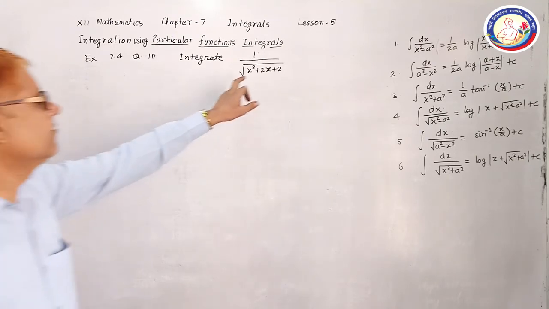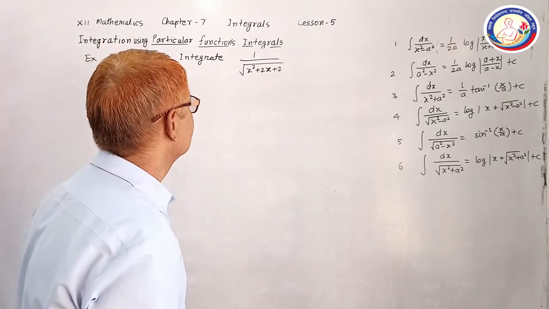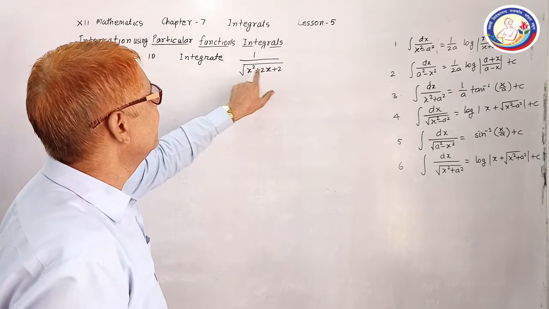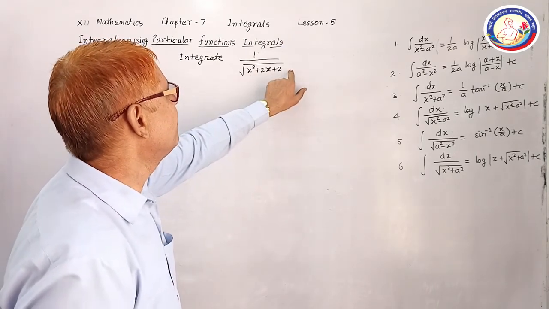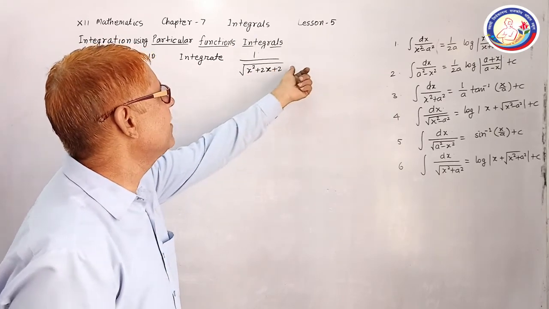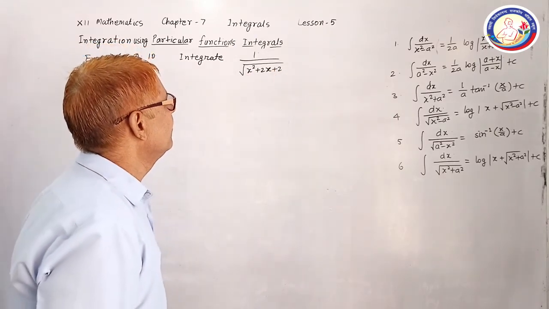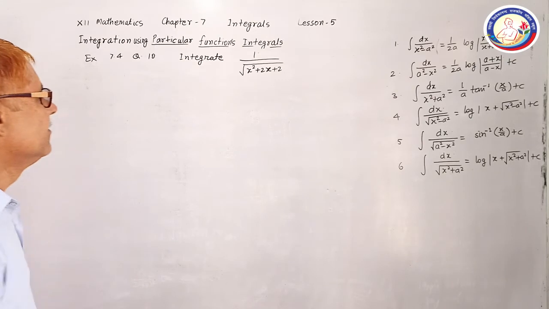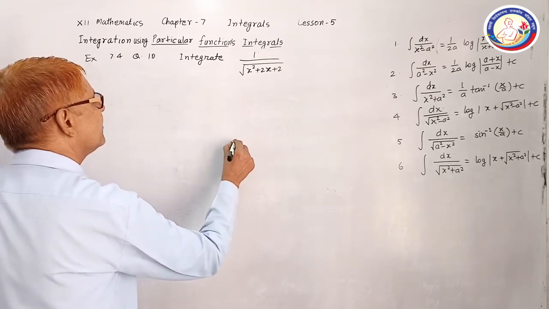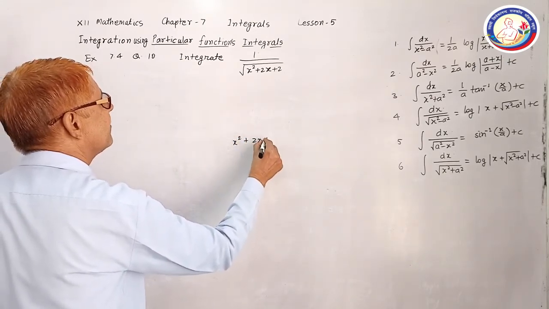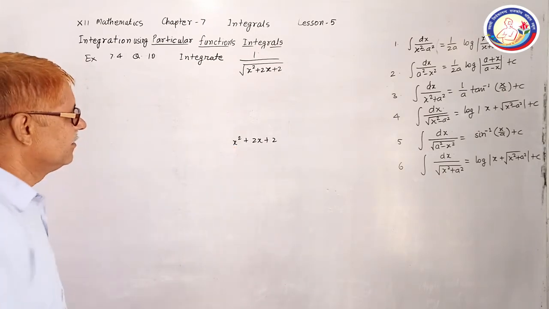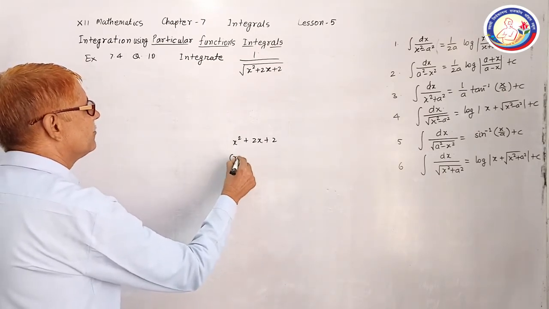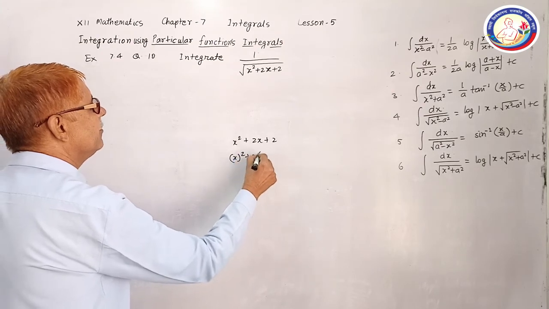Here it is not perfect square. So change this in the form we have two parts of this, one perfect square plus something as second number. So it is x square plus 2x plus 2. Here the coefficient of x square is 1. So I can write it as x whole square plus 2 into x.